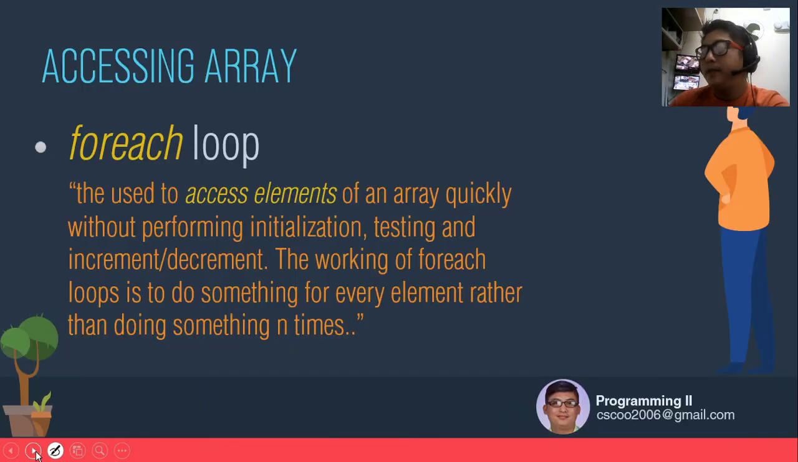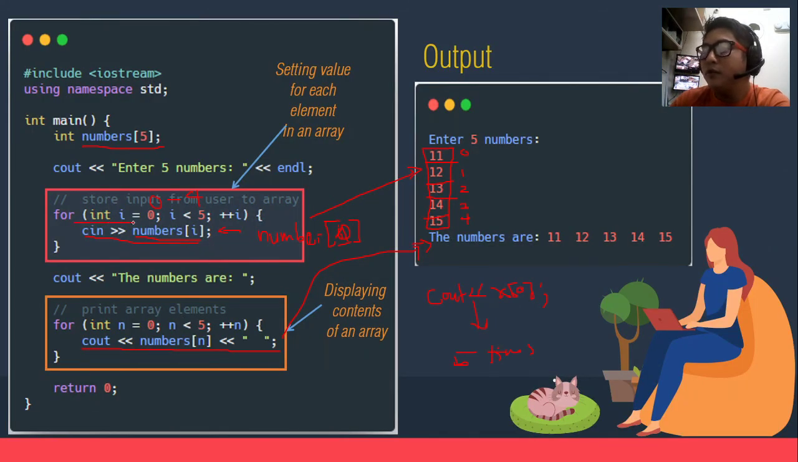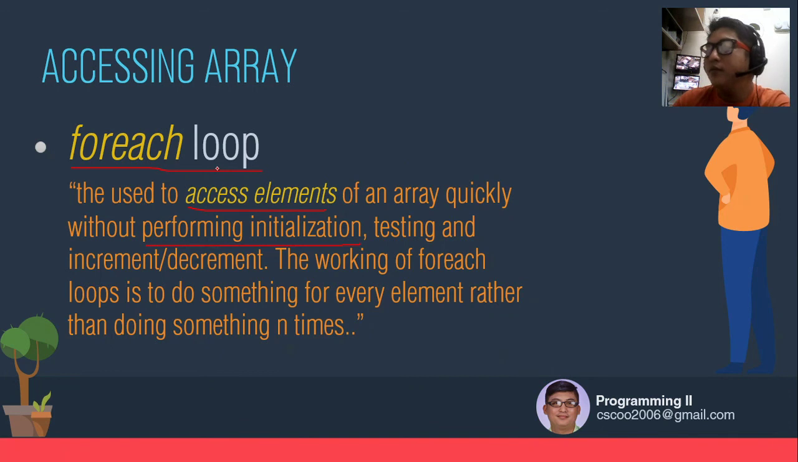Okay, now you can also access an array using a for each loop. I think this is something new. The for each loop is used to access elements of an array quickly without performing initialization. In our previous loop, we used a for loop with initialization from 0 to 4 and incrementation. This one, the for each loop, is without performing initialization, testing, and incrementation. So it's a short method of a for loop.